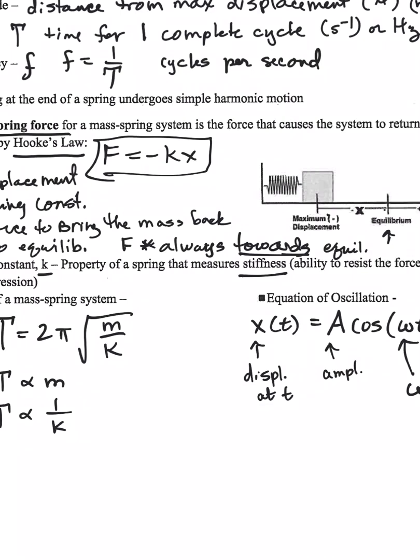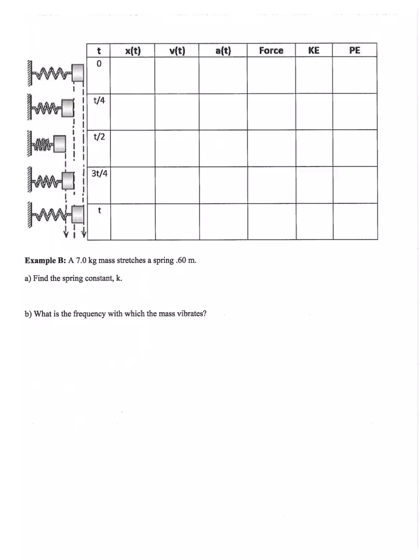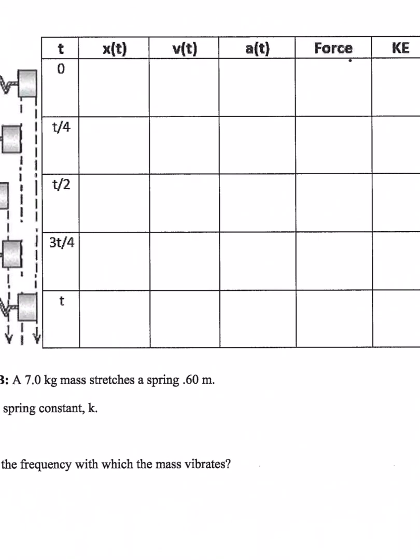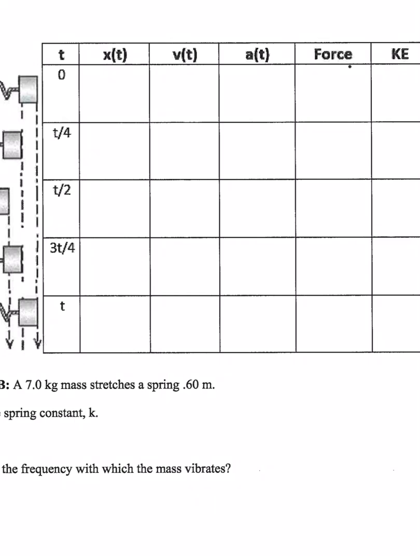All right? We have 2 types of positions we're interested in. Can you guess what 2 positions we're interested in? Max. Yep, max displacement and equilibrium. So let's look at this. Because guess what we have again? We have another one of these charts, don't we? We ought to be able to fill these in really easily.